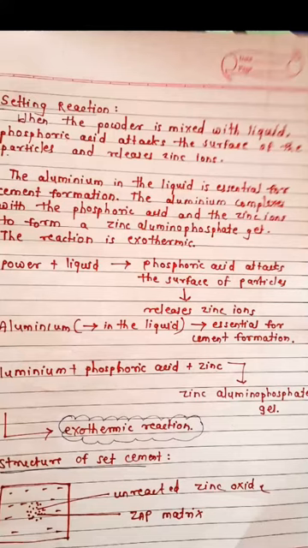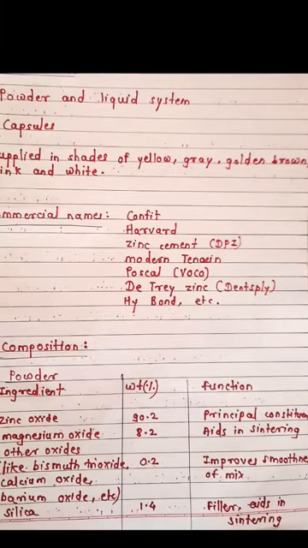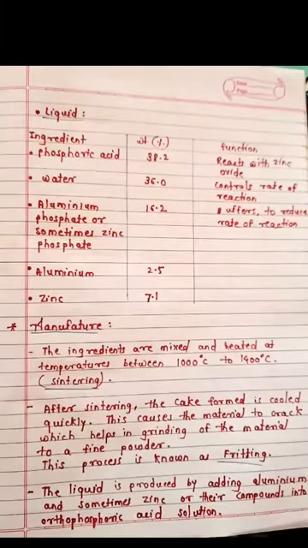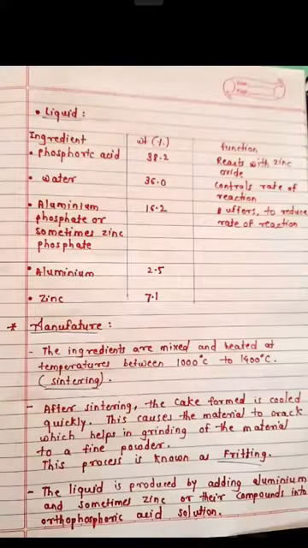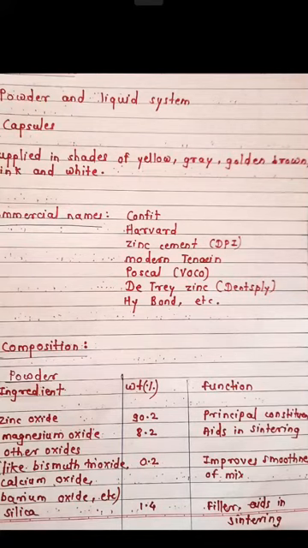When the powder is mixed with the liquid, phosphoric acid attacks the surface of the particles and releases zinc ion. So when the powder is mixed with liquid, the phosphoric acid from the liquid will attack the surface of the powder particles, and this will release the zinc ions.